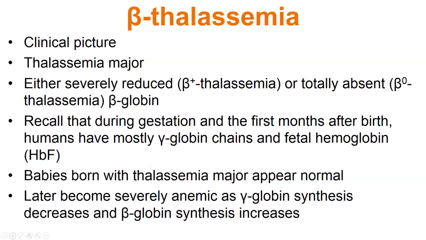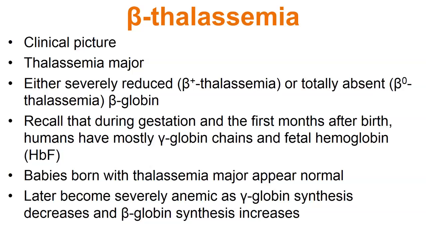Okay, so that's the minor version, and then you can have the major version. In the major version, you either have no normal beta globin being produced or very small amounts of normal beta globin being produced. That's going to cause the major symptoms. Now, we're going to talk about what the symptoms are besides just the anemia.